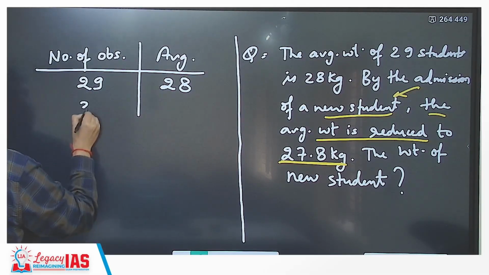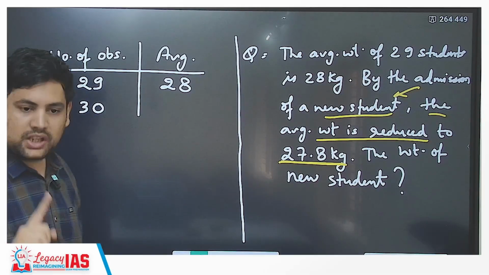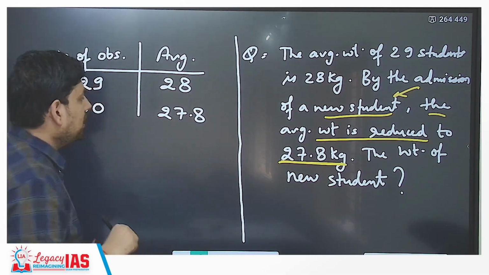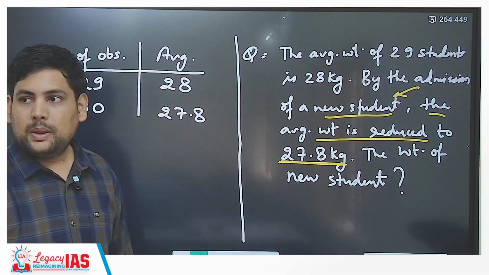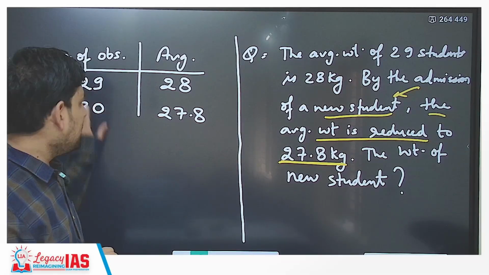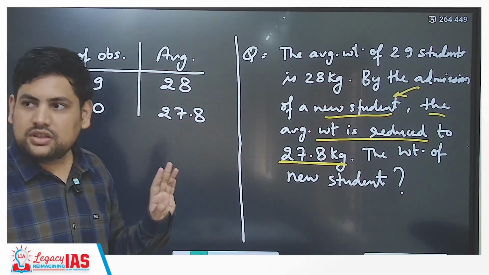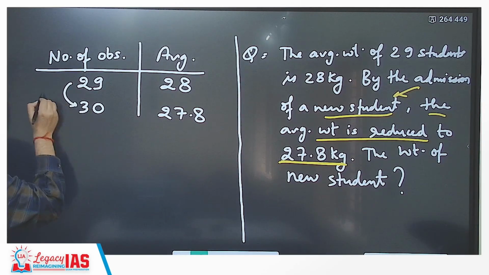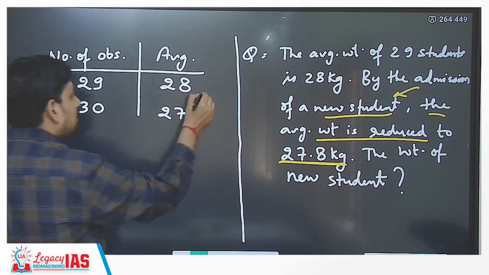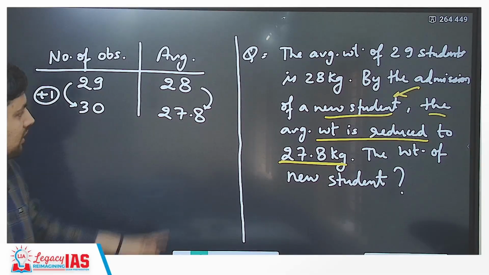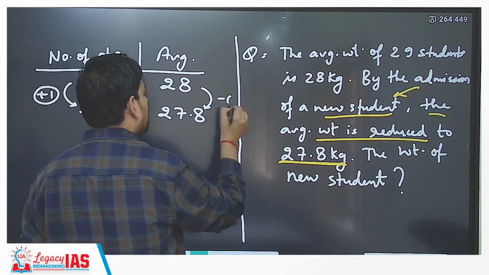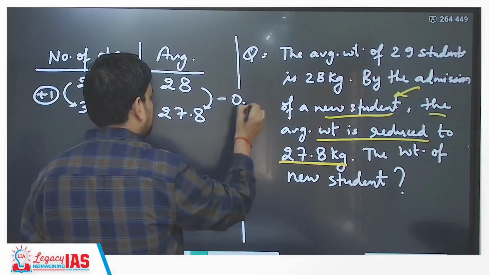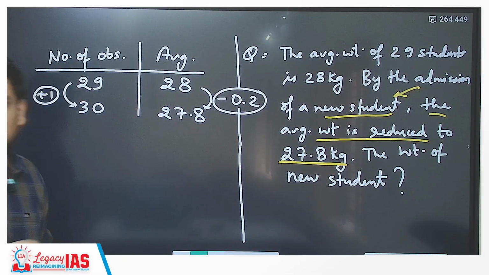Now one more new student, that means observations become 30. Now the average is actually decreasing, it is becoming 27.8 kg. Because the average is decreasing, it does not matter to you. You just follow the process. What is the difference? Difference is of plus 1. This is always written in ascending order. And here, what is the difference? The difference is of minus 0.2. Observe, now this is in negative.